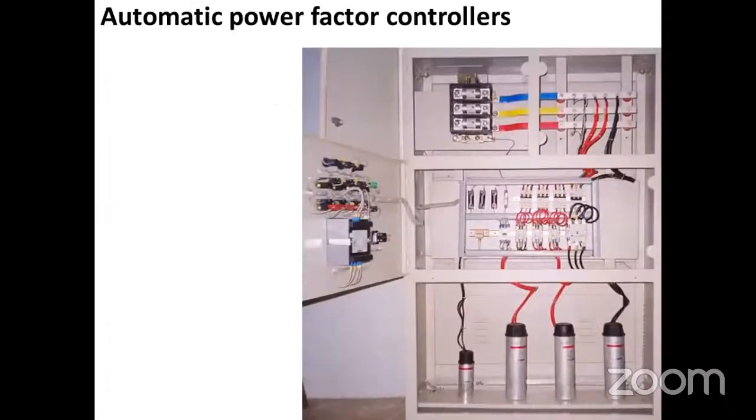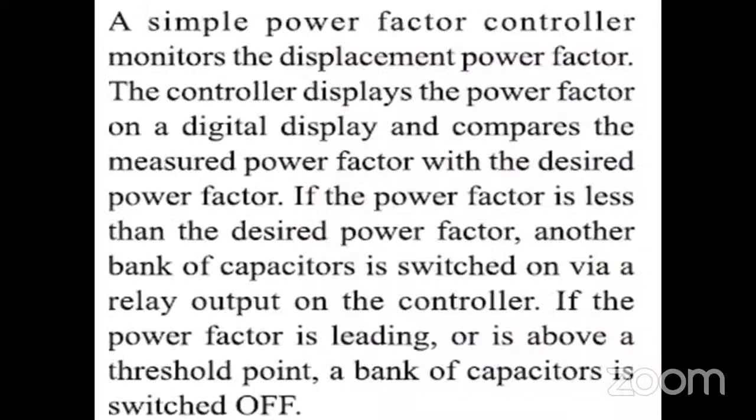Automatic power factor controllers. What does it do? Whenever the power factor decreases, the cos phi decreases, and the power factor will reduce. At that time, the capacitors will automatically get included in the circuit. This is an automatic power factor controller. That's all. Otherwise, we cannot keep the capacitors on always, 24 hours on the clock. This will also be a problem.